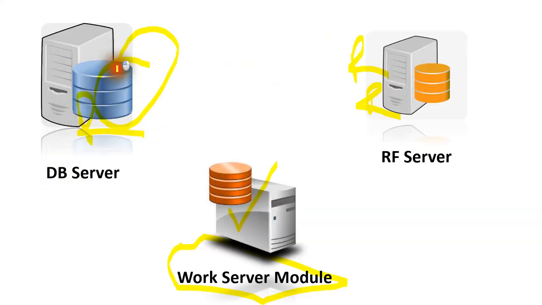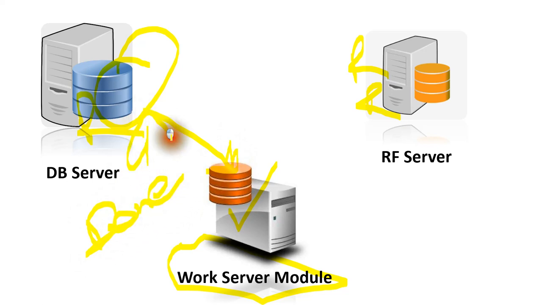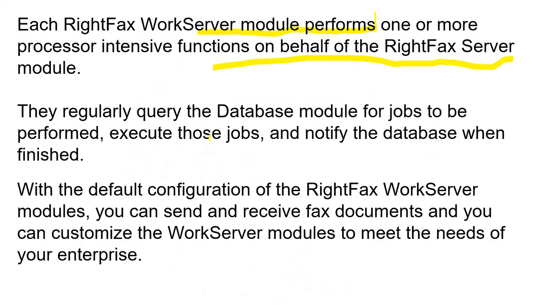So is there any work on behalf of RF? I am ready to do it. That is the role of this work server module. And once that job is done, it will notify the DB server: I have finished this work on behalf of the RF server. So this is the concept of the work server module.